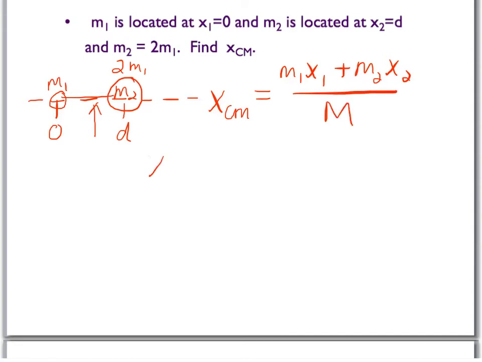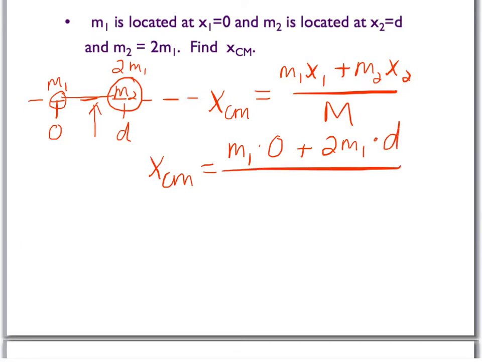So if we do that with this particular problem, m1 was located at a position of 0. m2, which is really twice m1, was located at a position of d. And the total mass of the system is going to be m1 plus m2, where again m2 is twice m1.